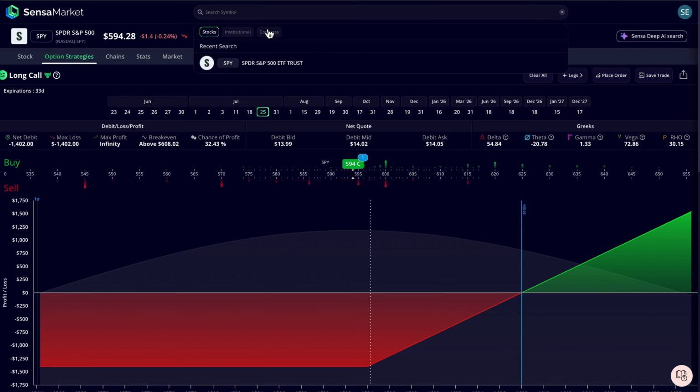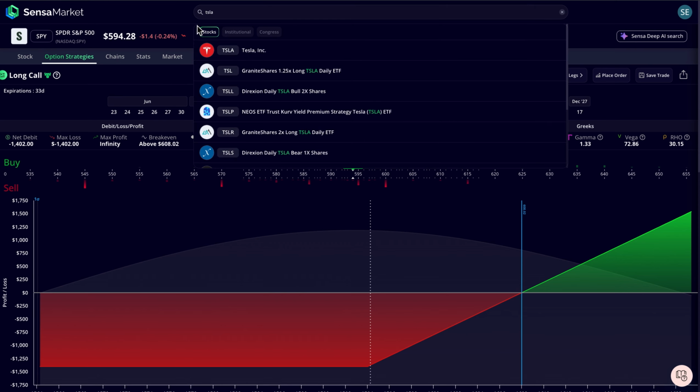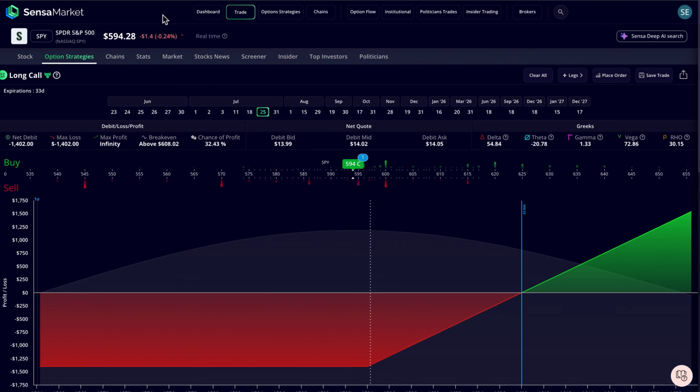So, with our long call position loaded, the first step is to enter the symbol you want to trade, like Tesla, Apple, or any other ticker. For this demo, SPY is already loaded. Right now, SPY is trading at $594, and we're modeling a long call using a 33-day expiration, which in this case is July 25th. The call option selected is at the money, with a strike price of $594.